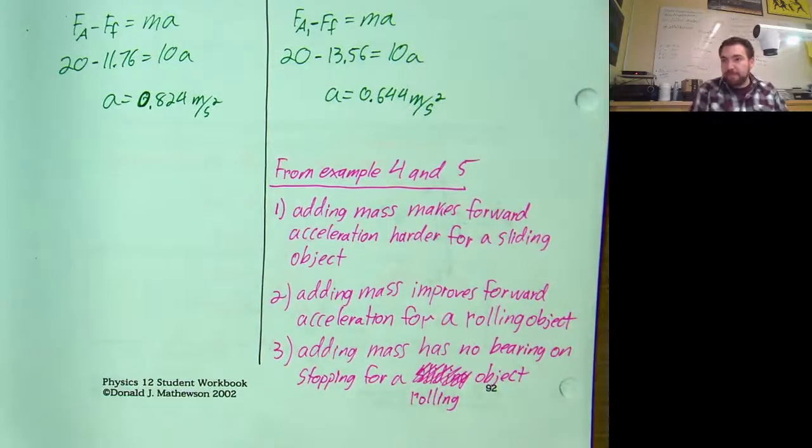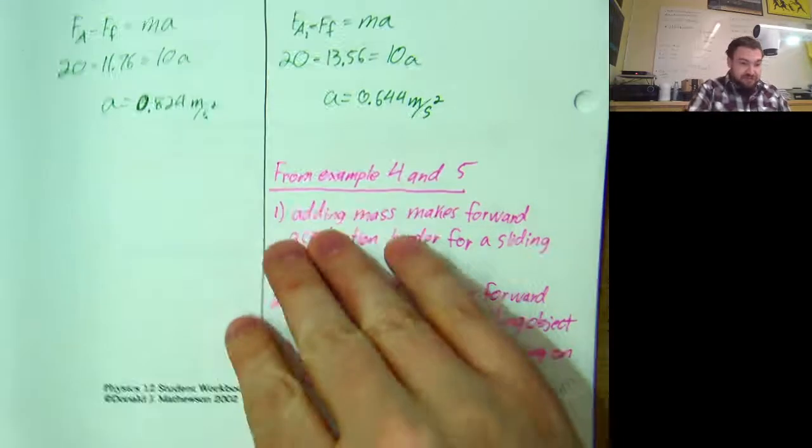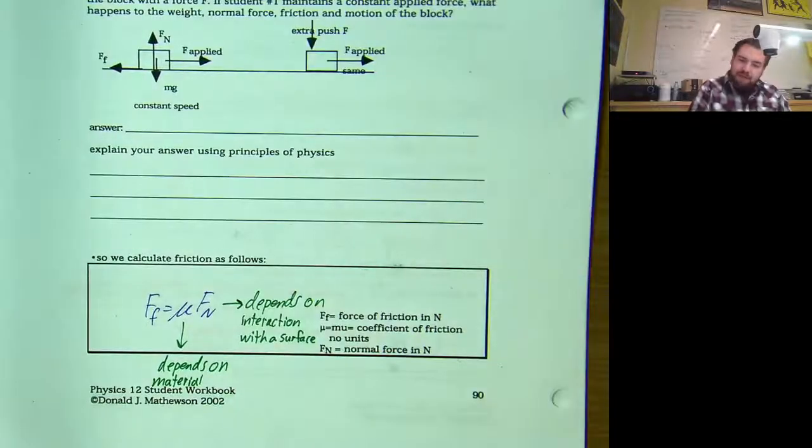Okay. Practical results. In the snow, you want to improve the performance of your vehicle. Adding mass improves the forward acceleration for a rolling object. Putting heavy things into your vehicle will make it easier for you to accelerate because the added mass will increase the friction between your tires and the road. Adding mass has no bearing for a stopping rolling object, which is kind of awesome. We've seen that in example 4.